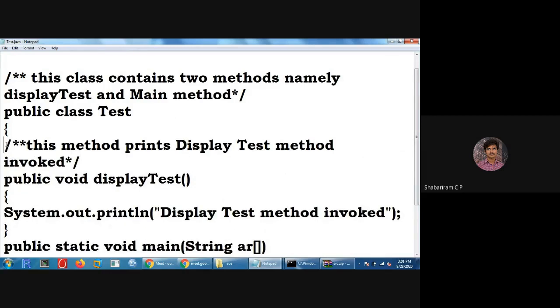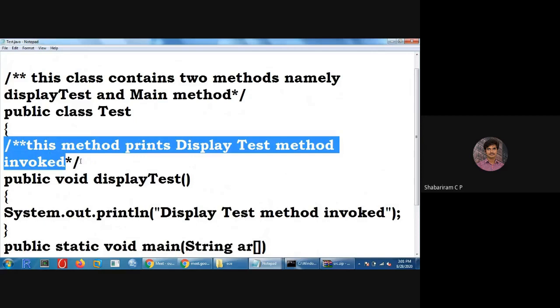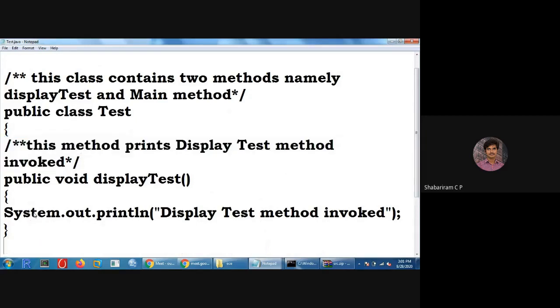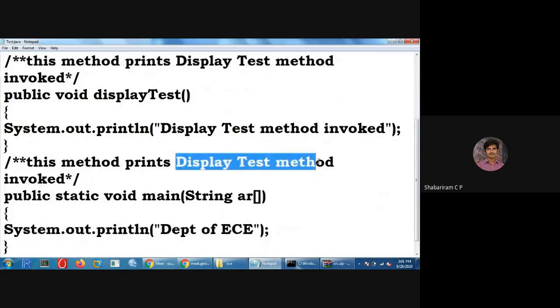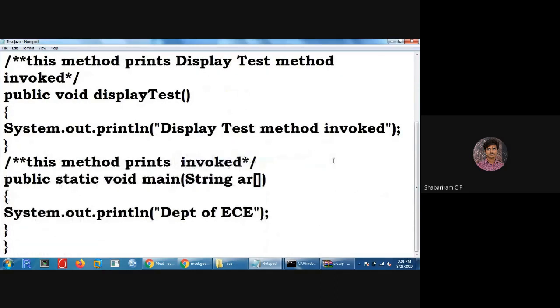Okay, similar to that, for the main method, I'm going to give a comment line: this method prints department of ECE. That's all. Okay, I have saved the file. Now I'm going to compile and execute.